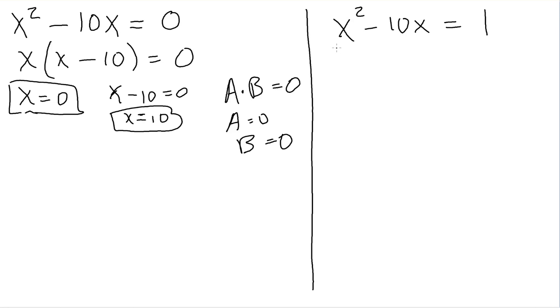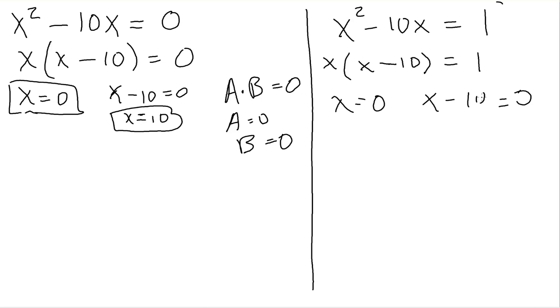So what is the greatest common factor that you see here? Again, it's x, right? And you see that it's essentially the same problem, right? Except that I have a 1 over here, instead of a 0. So what do you think is going to happen if I apply the zero product property here? Well, I'm going to get x equals 0, and then x minus 10 equals 0, right? And then I'm going to get x equals 10 over here like I did before.